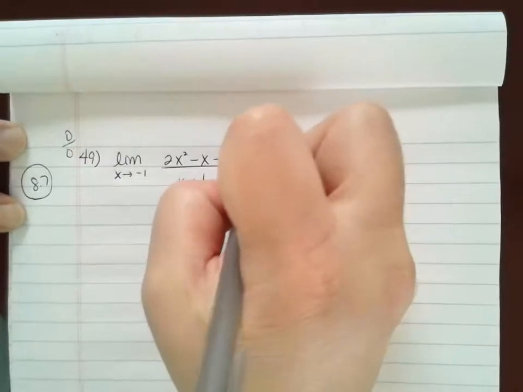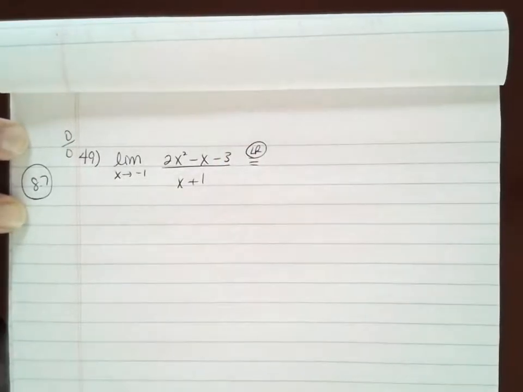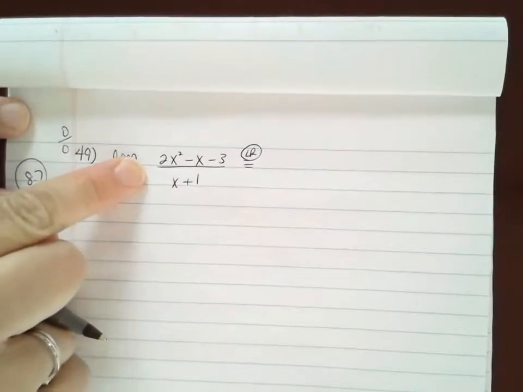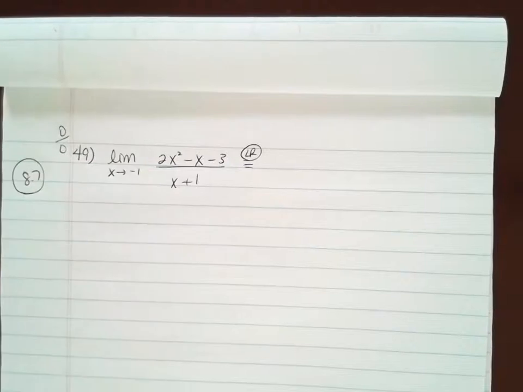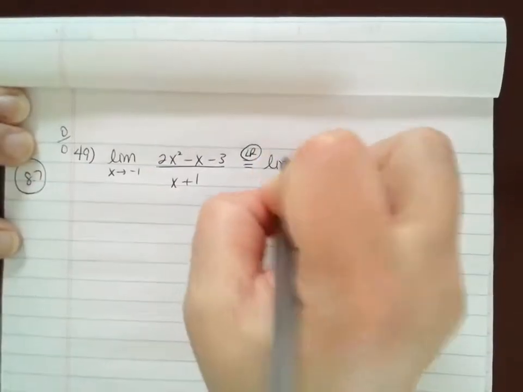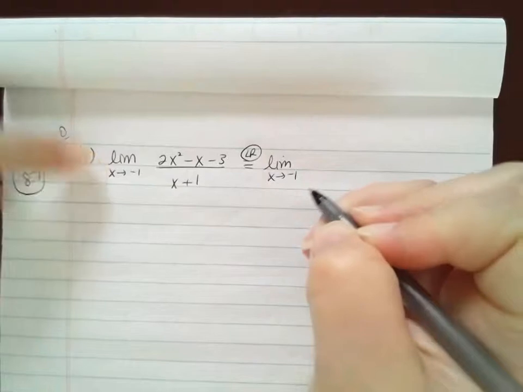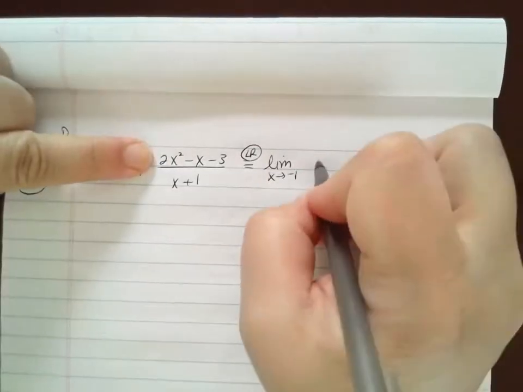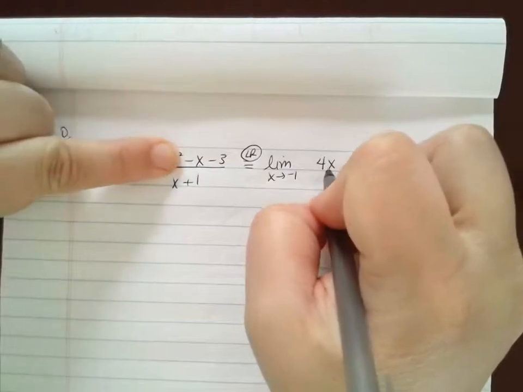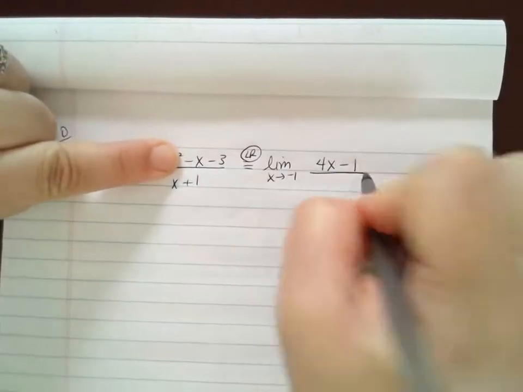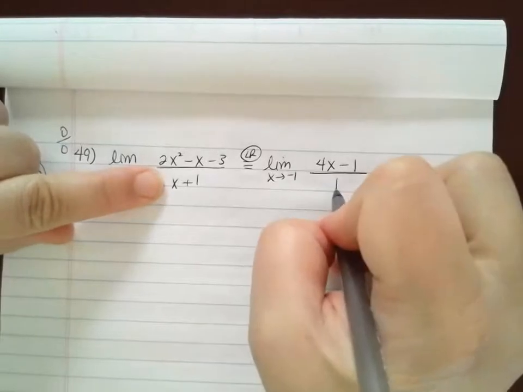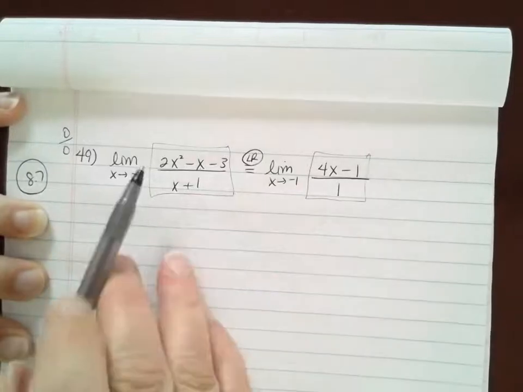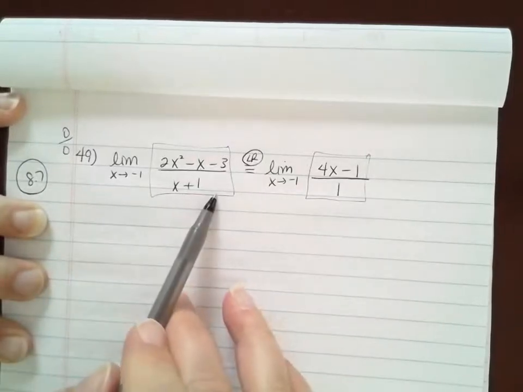I'll usually script it with an LR as a reminder that I'm applying it, and L'Hopital's rule says take your limit expression and differentiate the numerator and the denominator in their own line. The limit of this function will equal the limit of the derivatives function. So the derivative of 2x squared is 4x. The derivative of -x is -1, and 3 disappears. The derivative of x plus 1 is 1. So the limit of this function is equal to the limit of this function. They're not equal themselves, but their limits are equal.